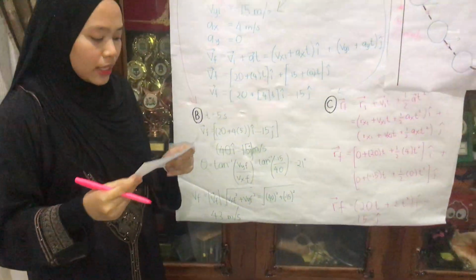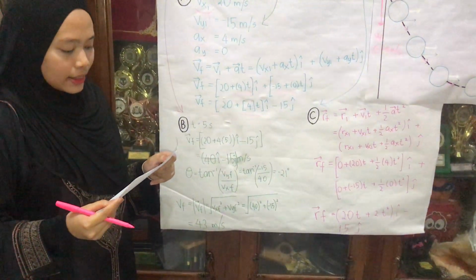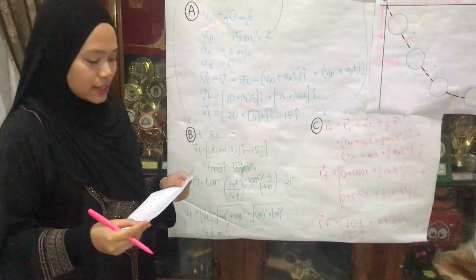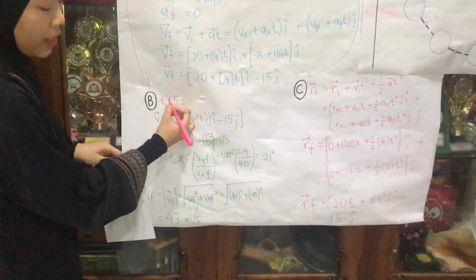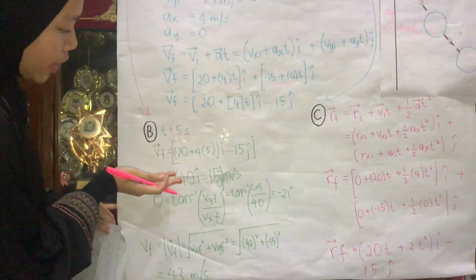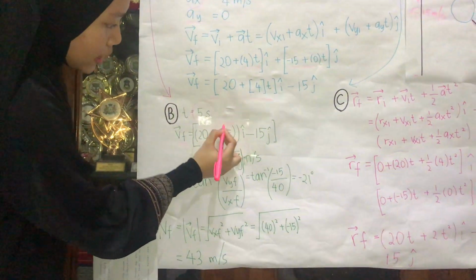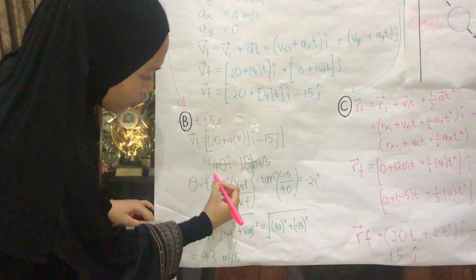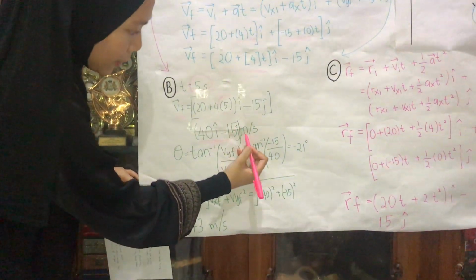So next is question B. Question B is, calculate the velocity and speed of the particle at t equals 5 seconds and the angle the velocity vector makes with the x-axis. So the time given is 5 seconds. We already have V final from question A and we substitute t equals 5 seconds. And then we calculate and we have this answer, 40 i unit minus 15 j unit meter per second.